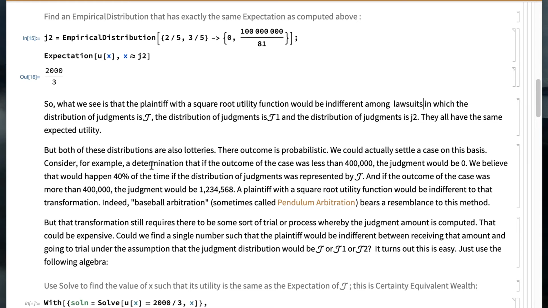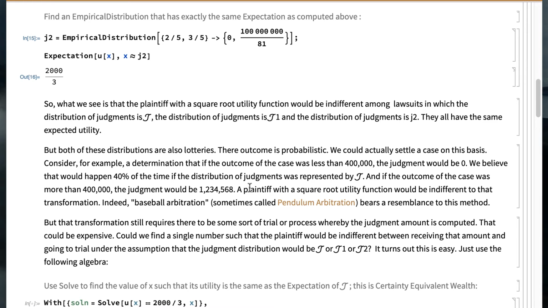But all of these are lotteries. They're all probabilistic. Now, I suppose we could settle a case on this basis. We could say that if the outcome of the case was less than $400,000, the judgment would be 0. And if the outcome was bigger than $400,000, it would be this 100 million divided by 81, which I believe is $1,234,568. And a plaintiff with a square root utility function would be indifferent to that transformation. That would be one way to, quote, settle a lawsuit.